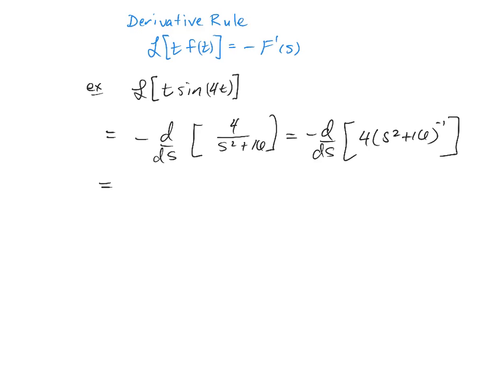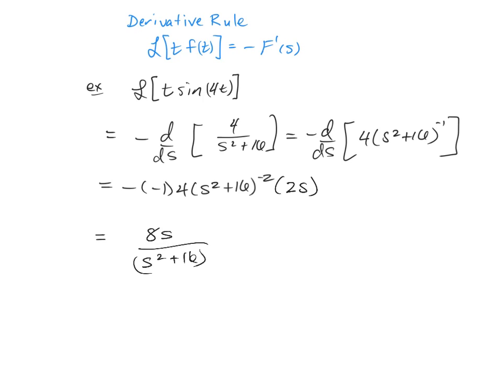So in using the chain rule, we're going to have the negative out front already, times the negative coming down from the power rule, times the 4, times the s squared plus 16, now to the negative 2 power, because we're subtracting 1. And then, of course, we multiply by the derivative of the inside, which is 2 times s. And this simplifies nicely into an 8 times s as our numerator, and we've got an s squared plus 16 squared for our new denominator. And that is the Laplace transform of t times the sine of 4t.